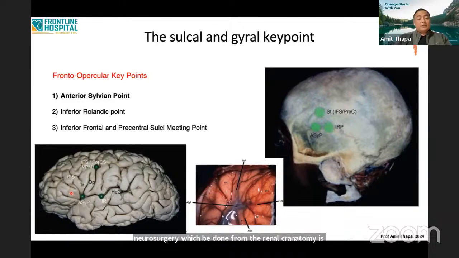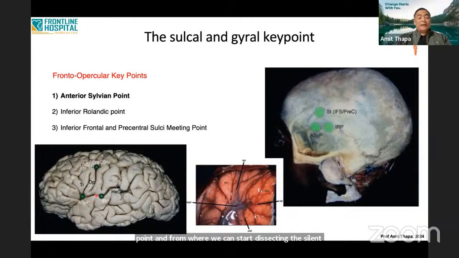So one of the key points is the anterior Sylvian point, which is basically the area where the stem of the Sylvian fissure comes out on the lateral aspect, and it is pointed to by the triangular part, which lies just behind the pterion and directly hits the anterior Sylvian point, and from where we can start dissecting the Sylvian fissure either proximally or distally.